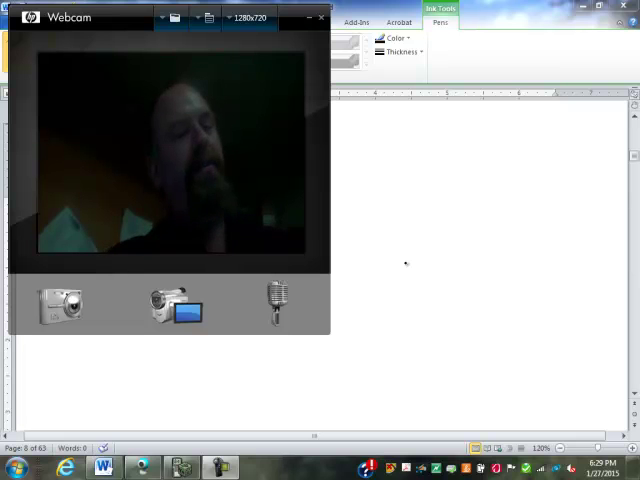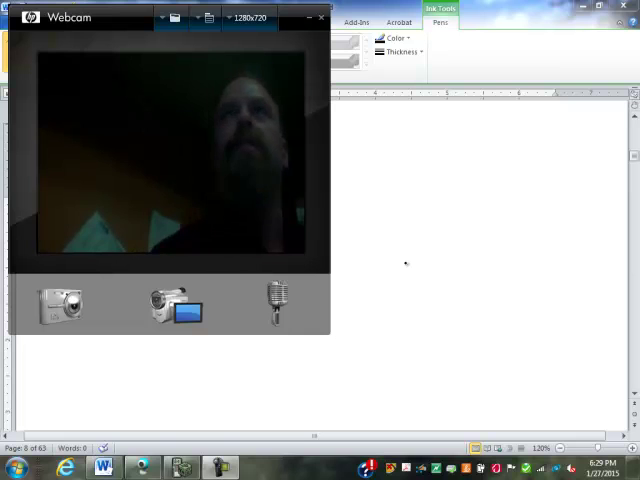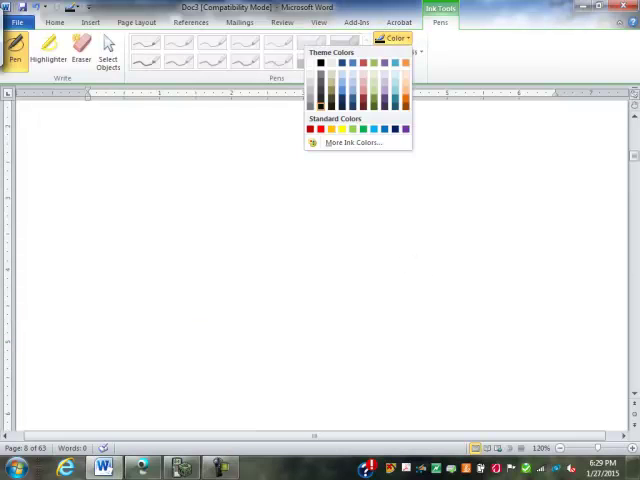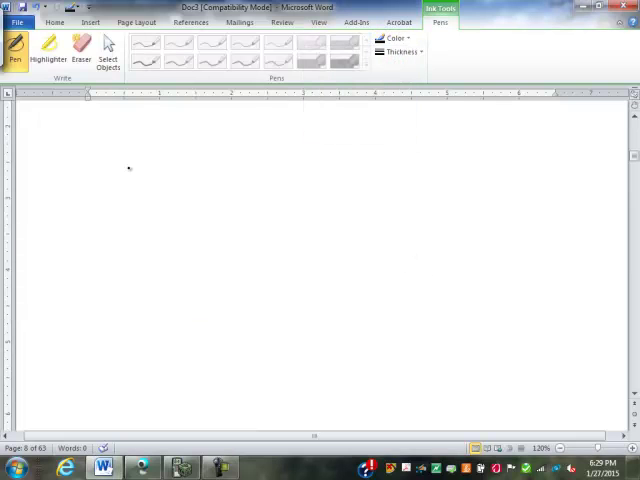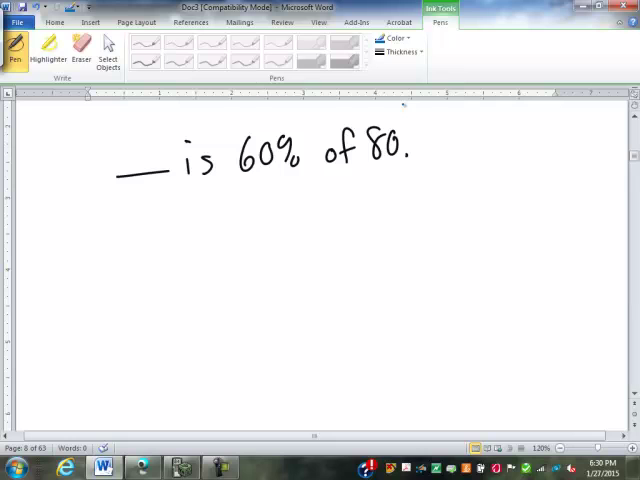Okay, so now that we've looked at some of the basics of percents, let's look at the simple calculations and then start applying them into word problems. So something simple like blank is 60% of 80. When we solve a percent problem, I always start with the percent.